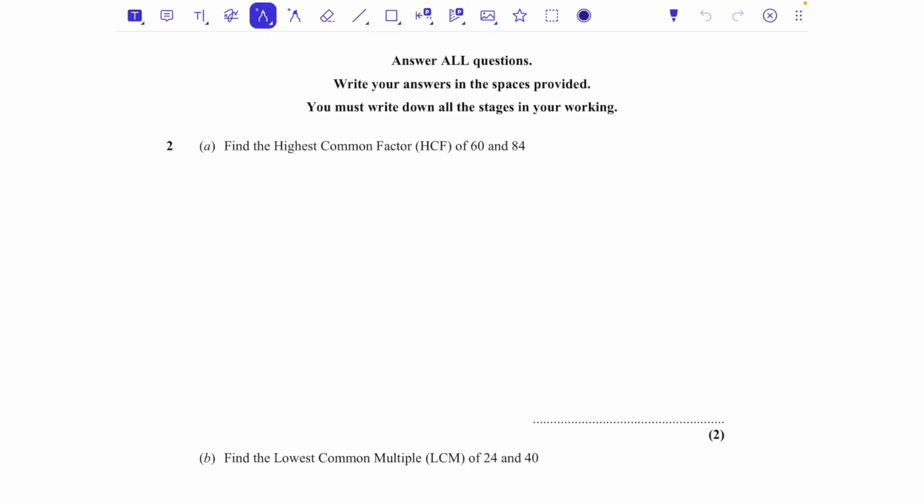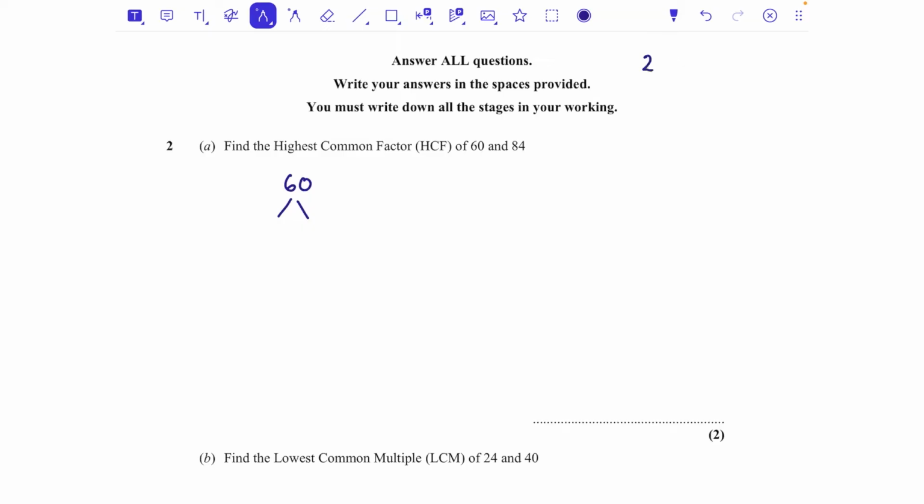Okay, question number 2, find the highest common factor of 60 and 84. So the highest common factor is the biggest number that fits into both of those numbers as a factor. There is a method, and we're going to do the prime factorisation of both of those numbers. We're going to start with 60 at the top here, and split that up into two numbers that multiply together to make 60. Now these can be any numbers you like. When you get to a prime number, you're going to circle it, and if it's not a prime number, you're going to carry on.